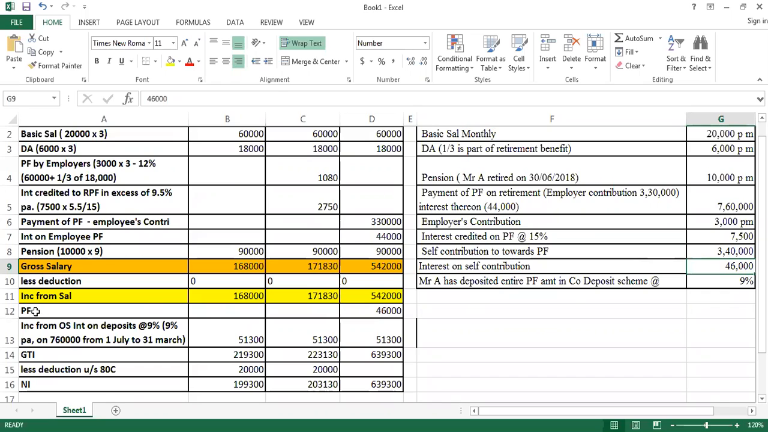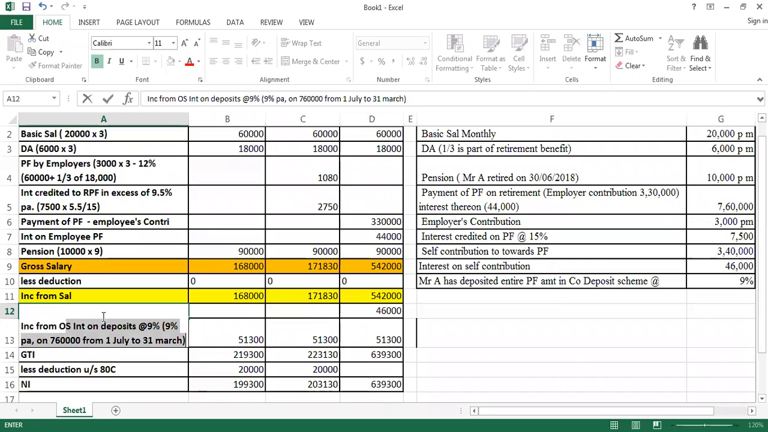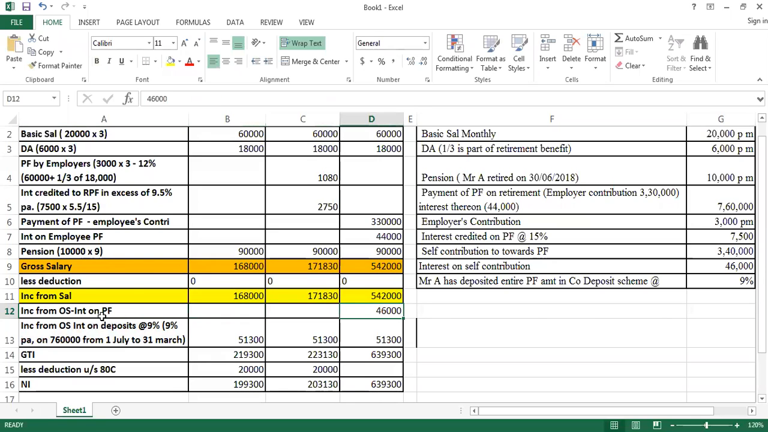No doubt it's called interest on PF, but we will call it income from other sources. This is the amount that he is going to receive. Are you able to understand? Whenever a person receives income from interest, it comes under the head income from other sources. Even though it is from a PF account, it will still be considered as income from other sources, and that's the reason it has to be considered under the last head.